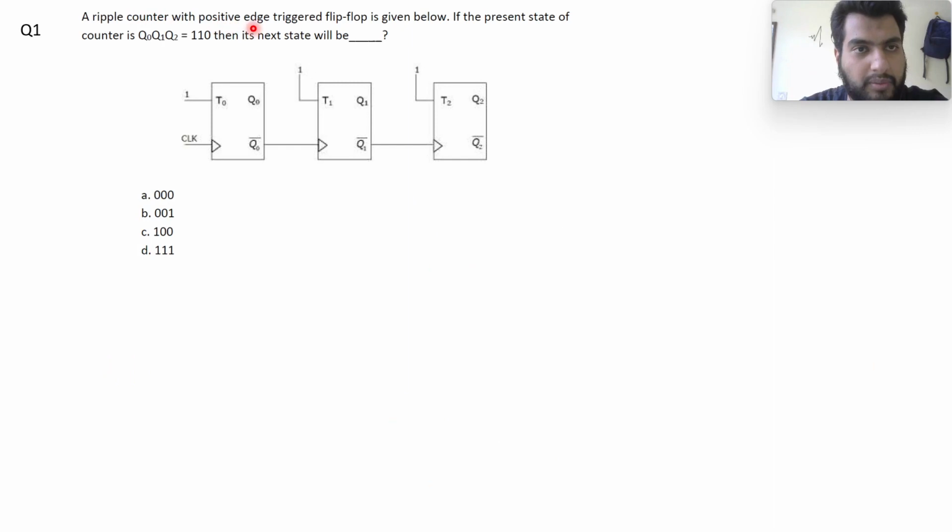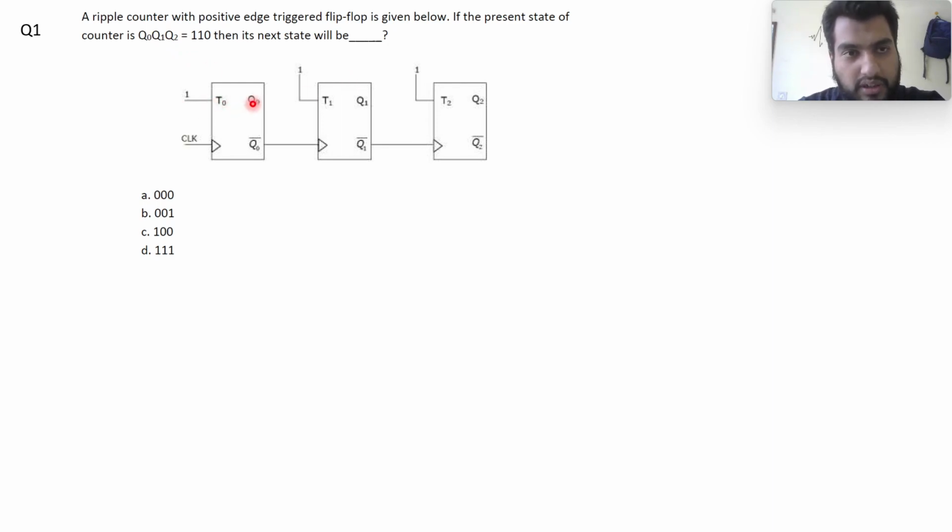A ripple counter with positive edge triggered flip flops is given below. We have positive edge triggered flip flops in a cascade configuration to form the ripple counter. Here you can see a T flip flop, and here the clock is connected, and this output from flip flop 1 and 2. We need to find out the next state if the present state of the counter was 110. So Q0 is equal to 1, Q1 is equal to 1, and Q2 is equal to 0 was the present state, and we need to find out the next state. What will be the next state of the counter?